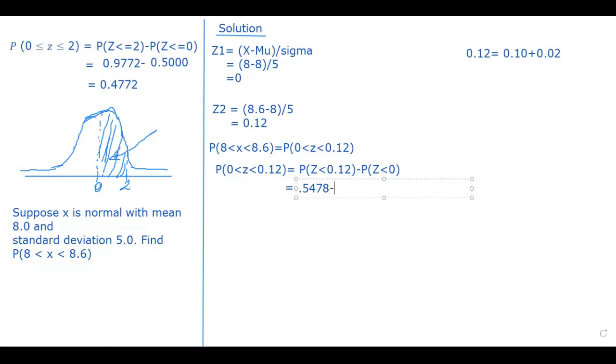From what we did the other time, we know that the probability that z is less than or equal to 0 is what? 0.5 from the table. So here 0 is here, right? So what will be the answer? 0.0478. Okay, 0.478. Okay, so that's the probability. That will be your answer for this area.